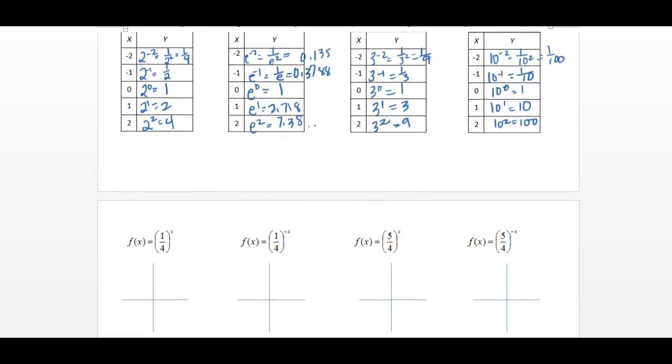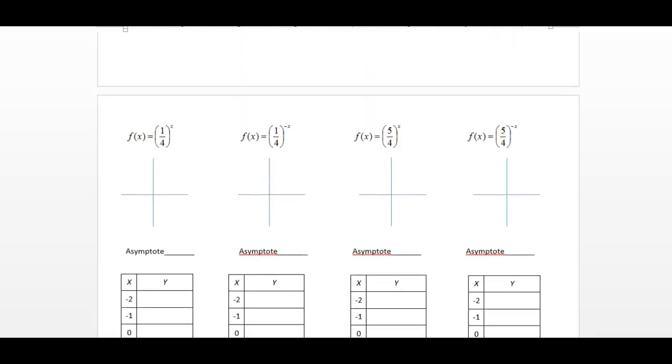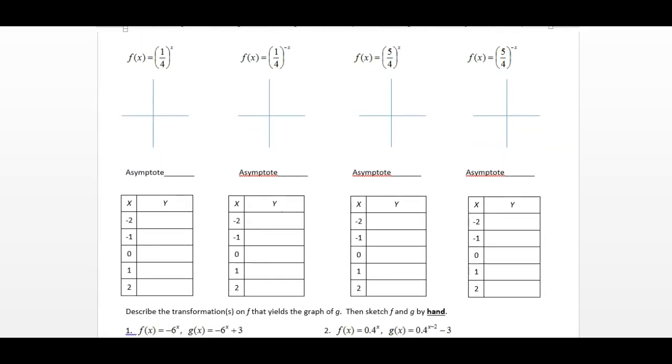But, okay, look at these guys. There's some fractions in there. Now, just because it's a fraction doesn't always mean it's decay. You look at a. Look at that value in there. If that value is less than 1, then it is a decay. Well, 1/4 is less than 1, so this is considered a decay function.